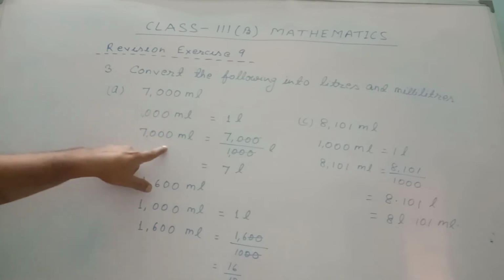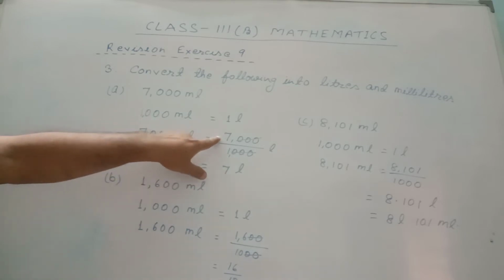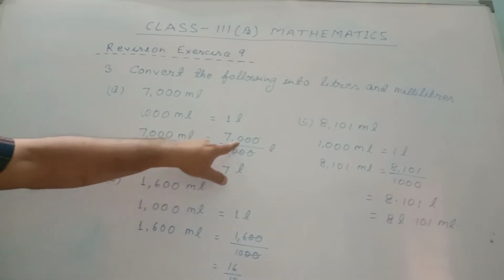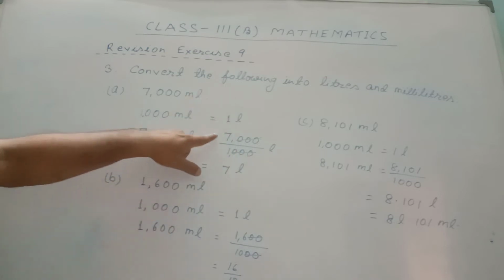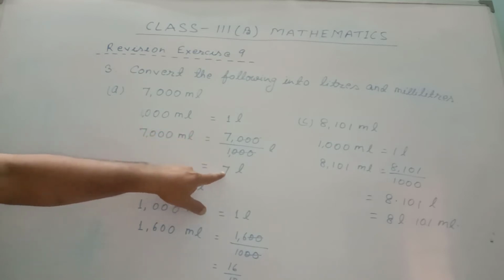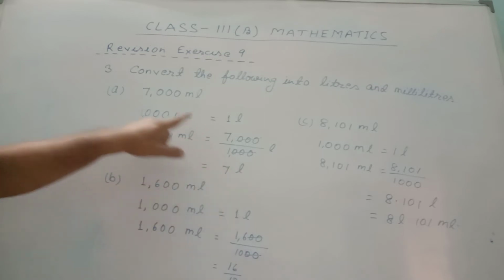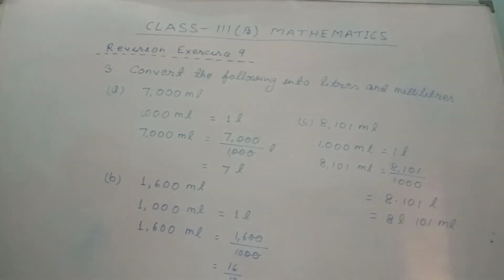So 7000 milliliter equal to 7000 milliliter by 1000. 7000 by 1000, so this 000 and this 000 are cut. 7 by 1 is left. If 1 is coming as denominator, then no value of that one, only 7 is left. 7 liter became the answer. Means 7000 milliliter equal to 7 liter.